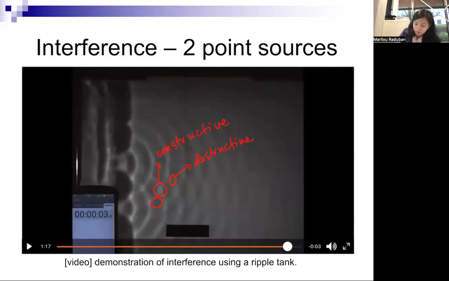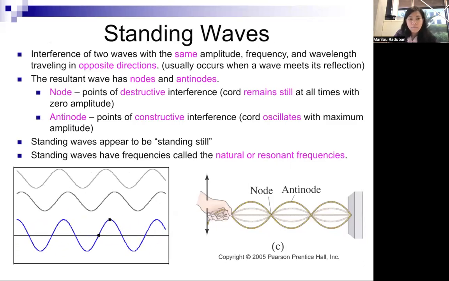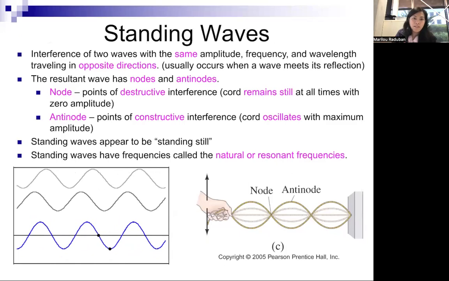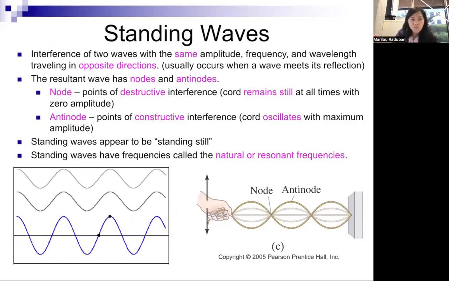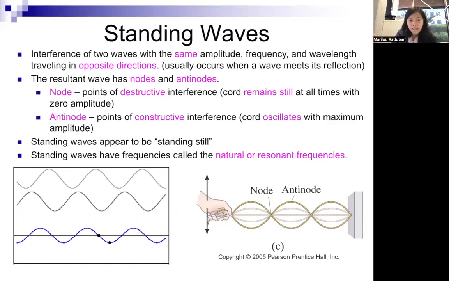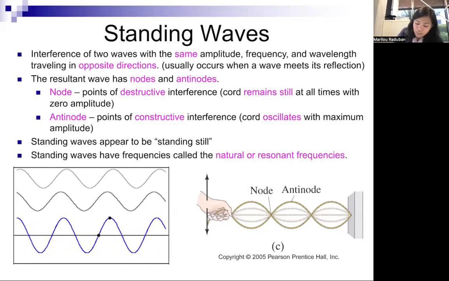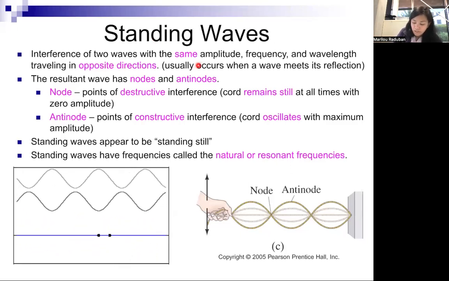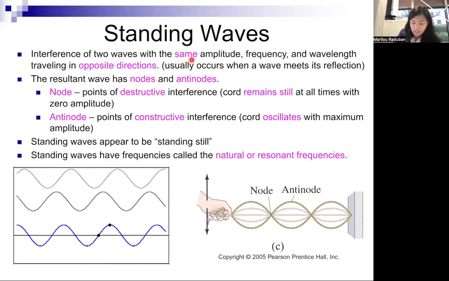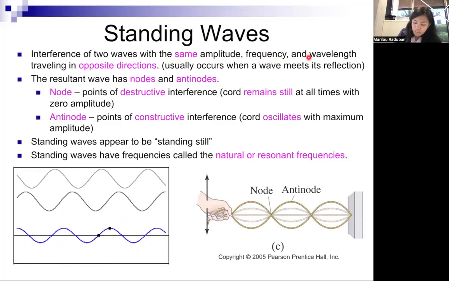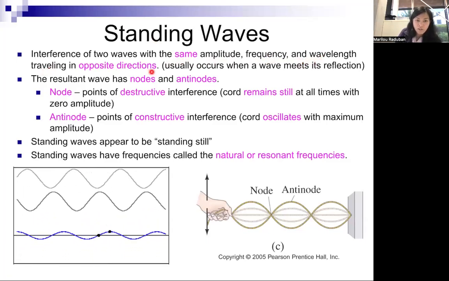Cool. So that's the concept behind interference. Now, if two waves interfere with each other, meaning if two waves superimpose, or you have interference between two waves, they can form what we call standing waves. For standing waves to be formed, these conditions need to be met. So the waves should have the same amplitude, same frequency, wavelength, and they should be traveling in opposite directions.